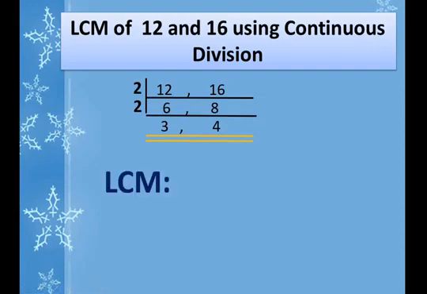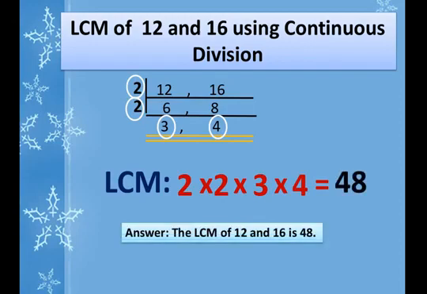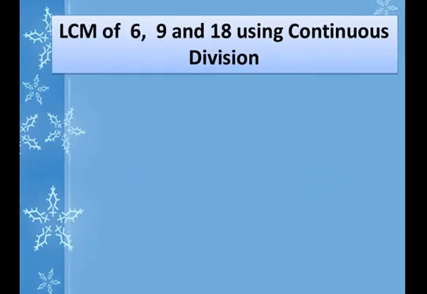So the LCM of 12 and 6 is to multiply all the numbers outside. So they are 2 times 2 times 3 times 4. The answer is 48. So next example, what is the LCM of 6, 9, and 18 using continuous division?